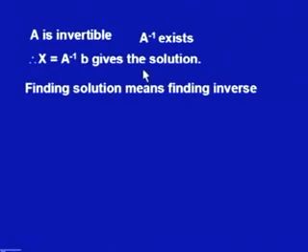Now, this simply means that finding the solution means finding the inverse of the given matrix A. So, if the solution is to be obtained, then we have to first obtain A inverse, and then A inverse multiplied by B is the solution of the given system.